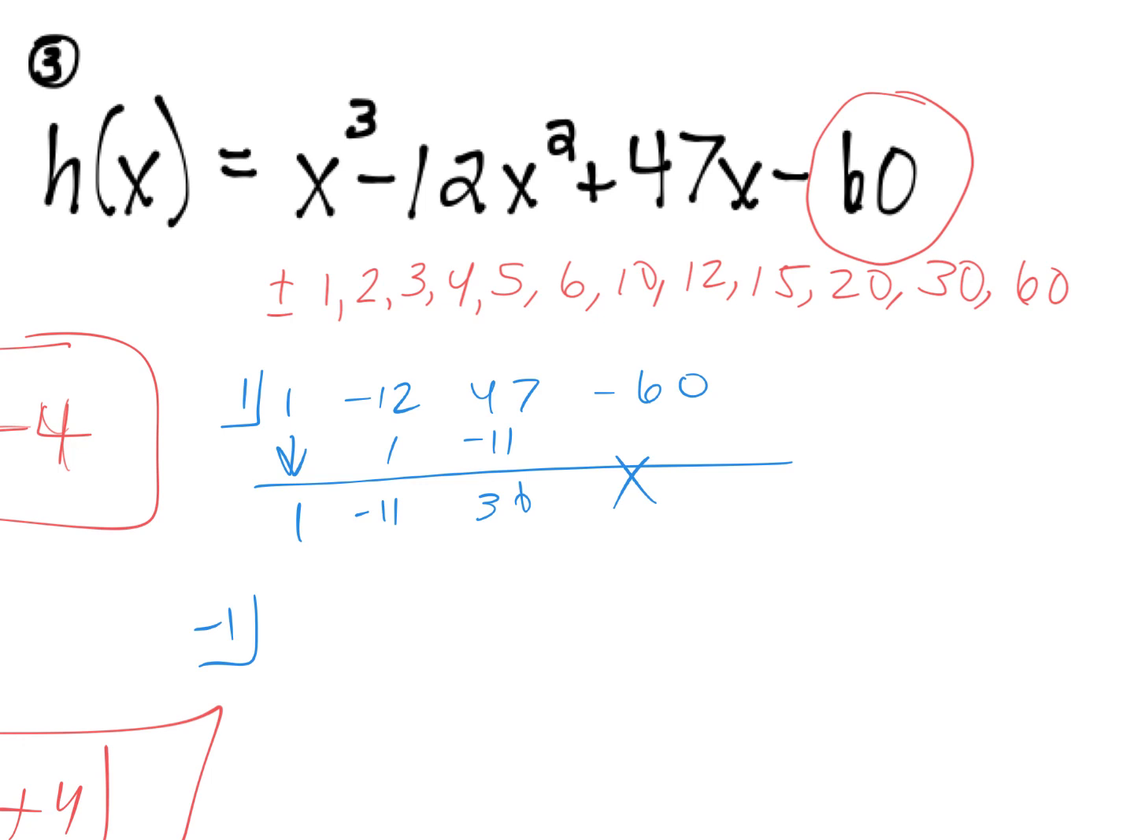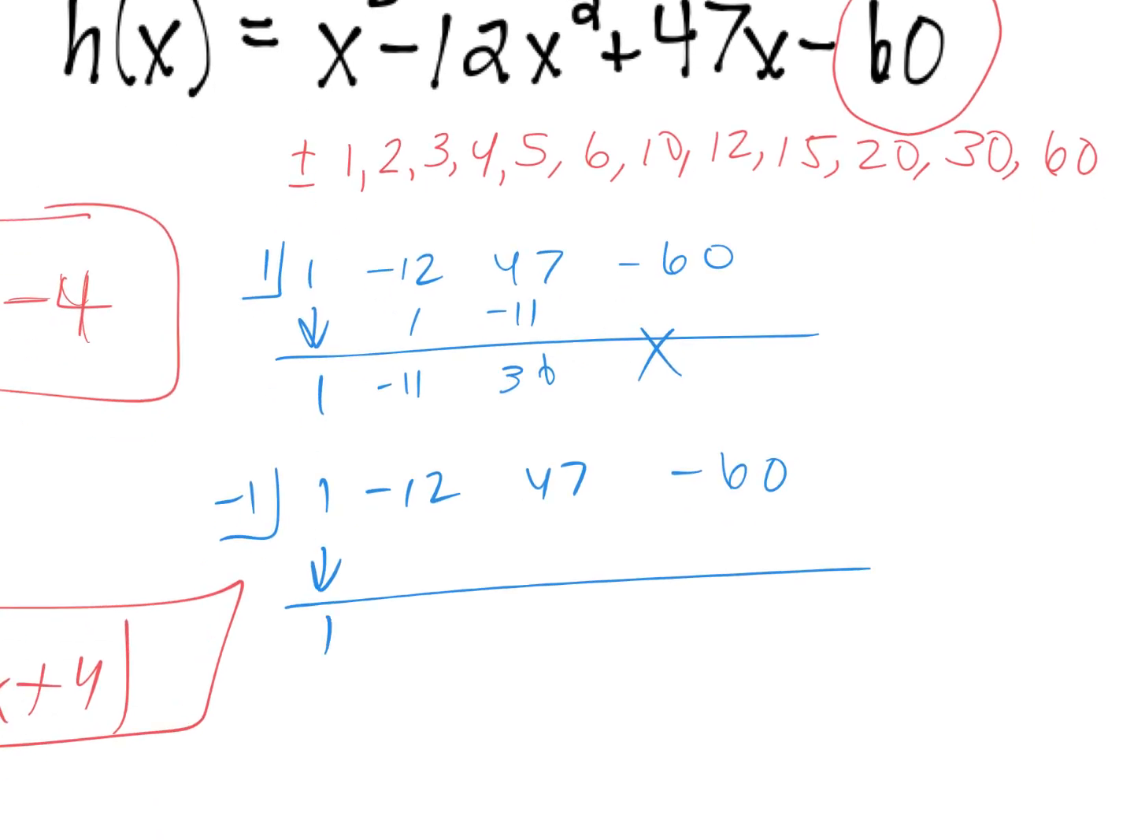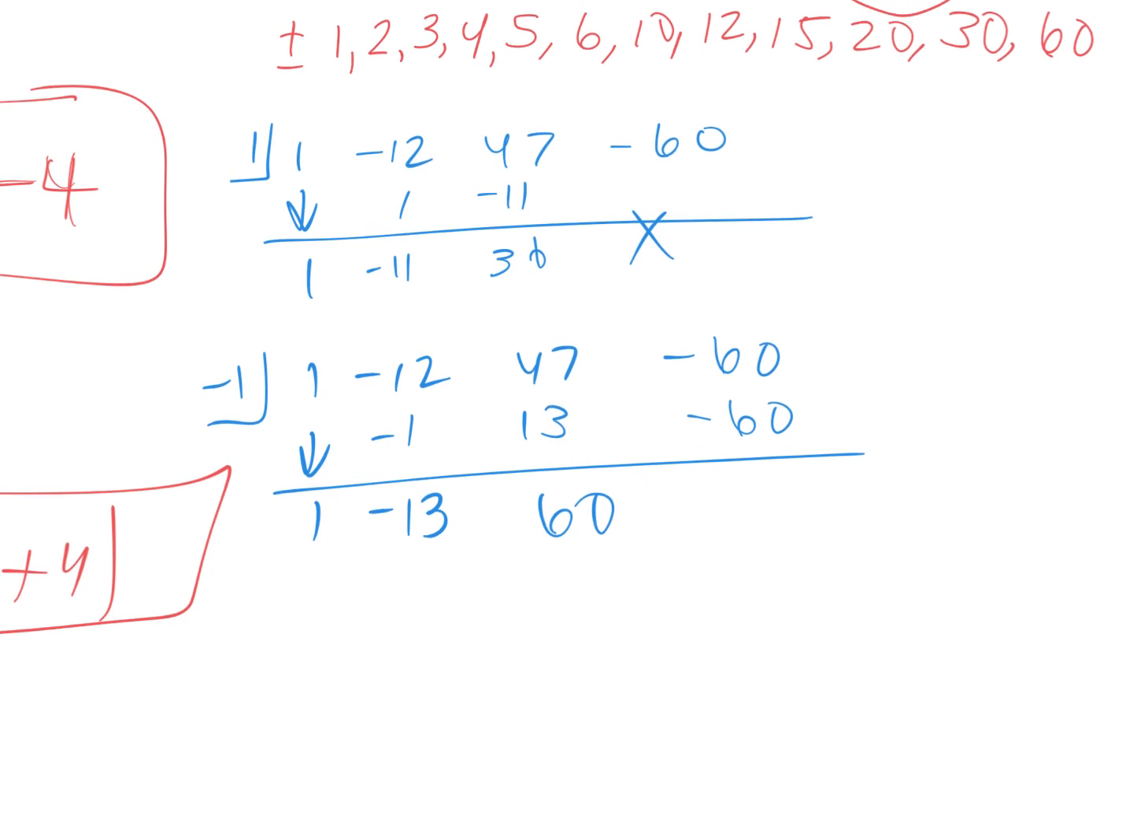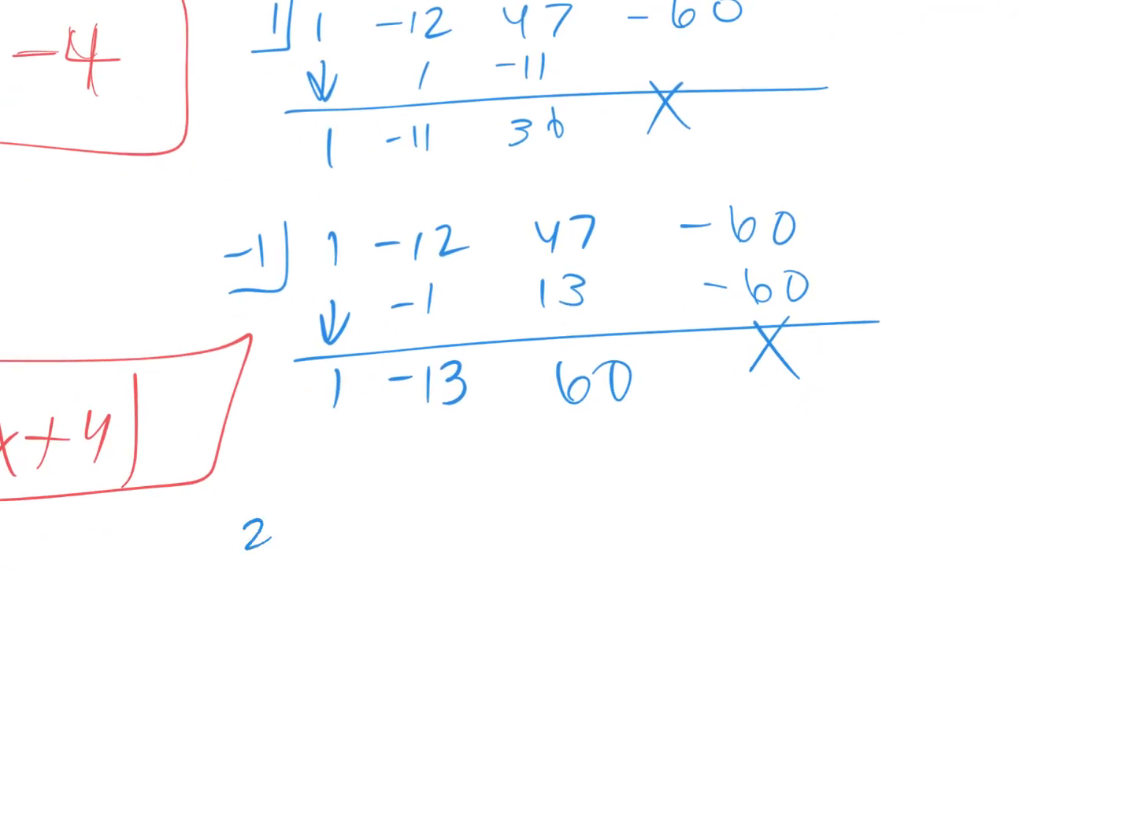-1. So 1, -12, 47, -60. Bring down your 1. 1 times -1 is -1. -12 and -1 is -13. -13 and -1 is 13. Ooh, 47 and 13 is 60. 60 and -60. Does that work? No. Oh, I thought we were on to something, right? All right, let's try 2.